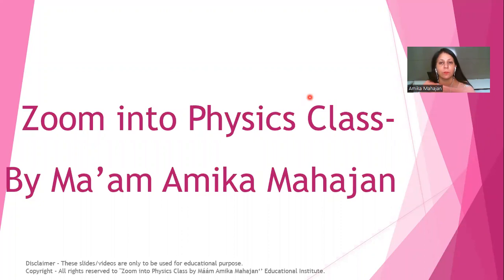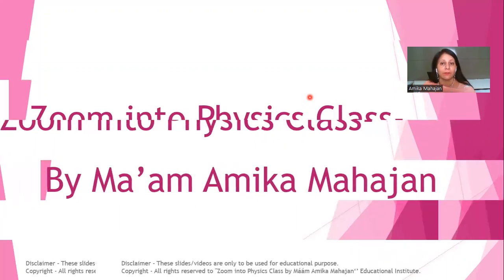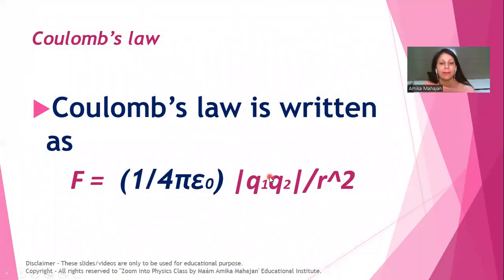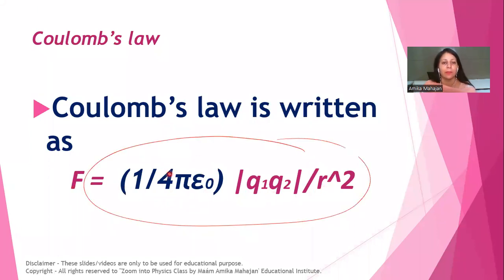Welcome to my channel. In this video, I am going to discuss Coulomb's law in vector form. If we have two point charges separated by distance r, then the force acting between them is given by Coulomb's law: 1 by 4 pi epsilon naught q1 q2 magnitude upon r square. Very important. Now I will represent it in vector form.